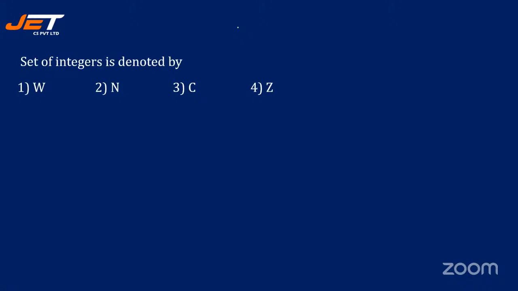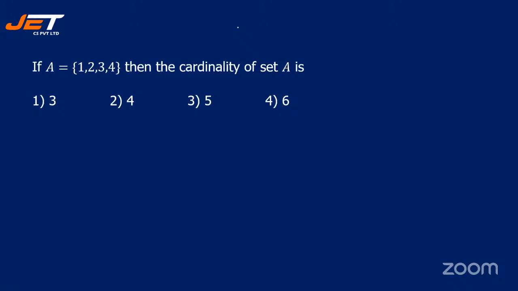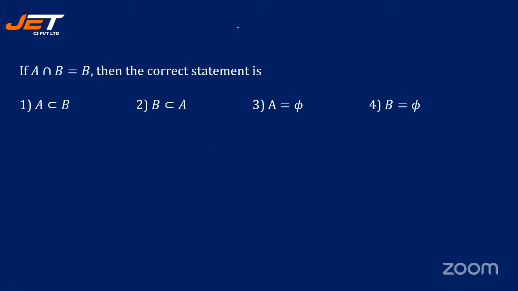Set of integers is denoted by Z. If A is equal to {1, 2, 3, 4}, then the cardinality of set A is dash. The cardinality is nothing but n of A. You just have to count how many elements are there. So 1, 2, 3, 4. Totally there are 4. So n of A should be 4.